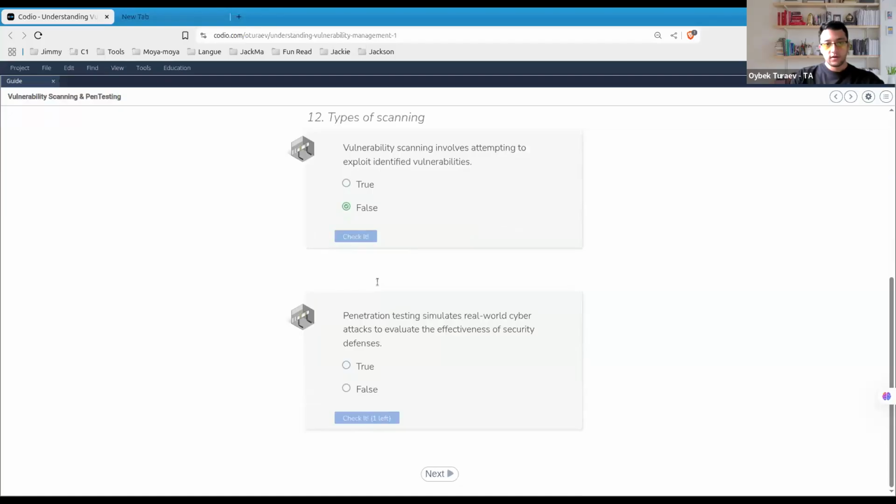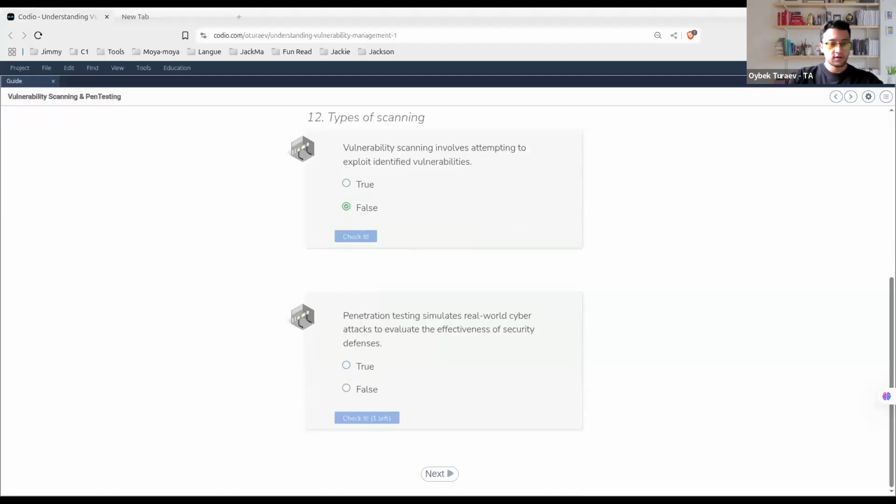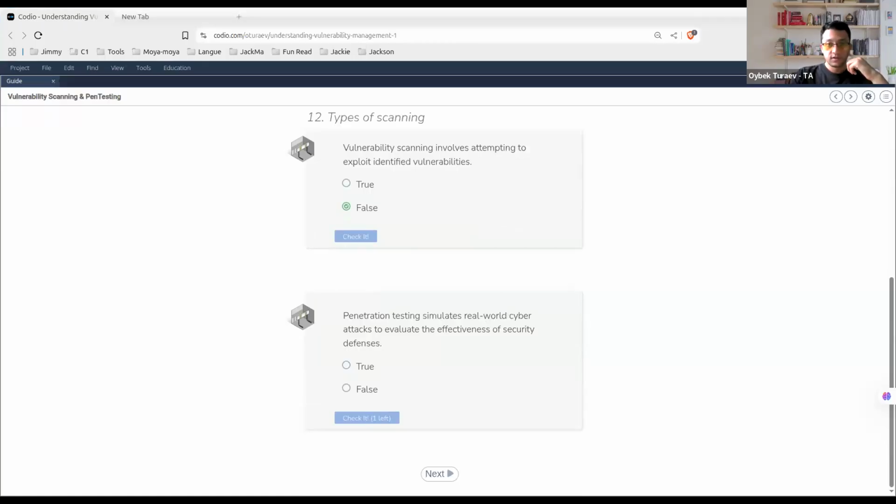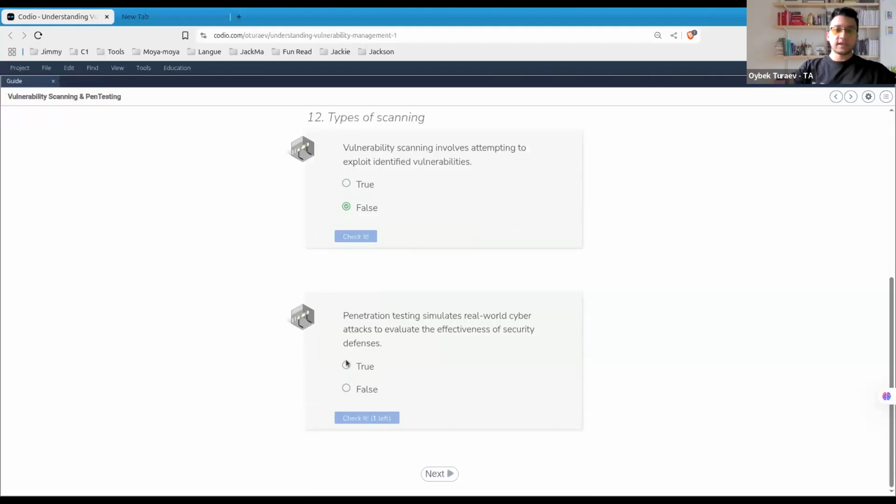Very good. Then please answer this thread for question 2. Penetration testing simulates real-world cyber attacks to evaluate the effectiveness of cybersecurity defense. You're saying this is true or false? True, true, true. Yes, all people are saying true. Exactly. Pen testing takes real-world scenarios. It's more hands-on experience. Here we go. True. Okay, so far so good.